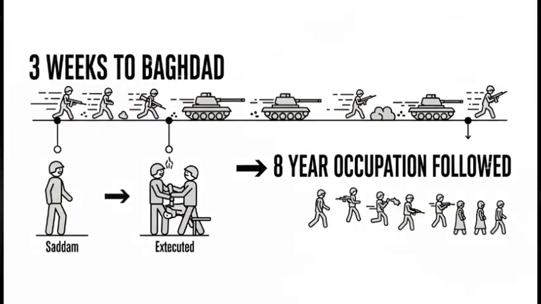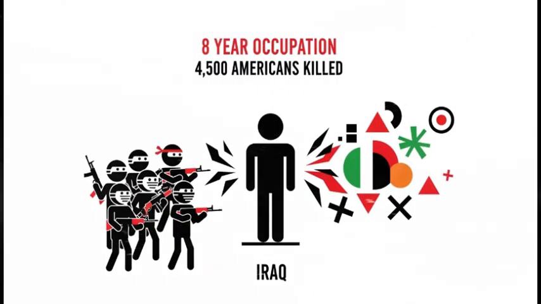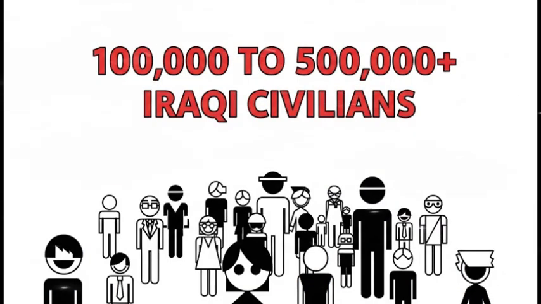The invasion took 3 weeks. Baghdad fell quickly. Saddam Hussein was captured and later executed. But the occupation lasted 8 years. Insurgents fought American forces. Sectarian violence tore the country apart. Over 4,500 Americans died. Estimates of Iraqi civilian deaths range from 100,000 to over 500,000.